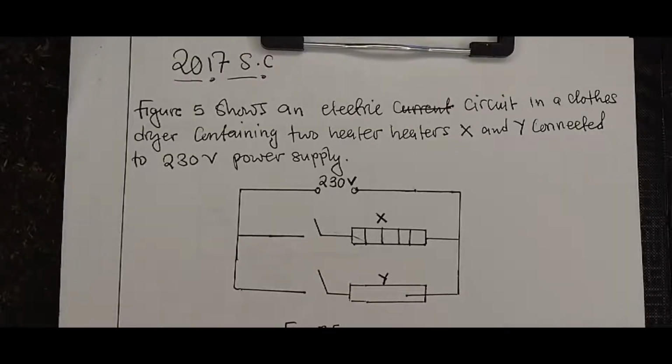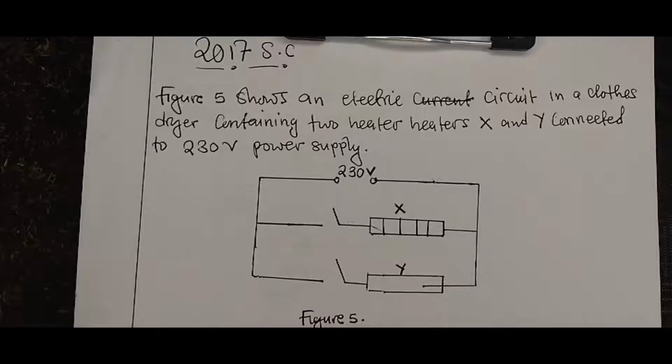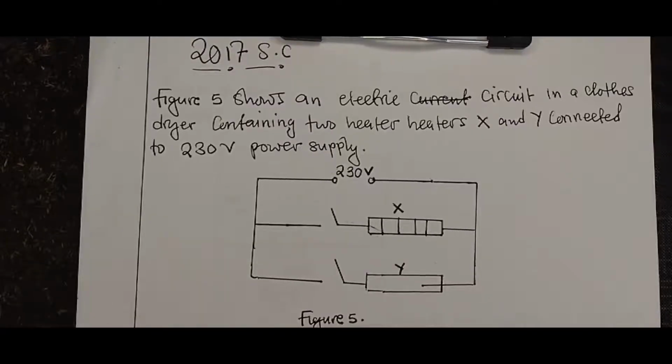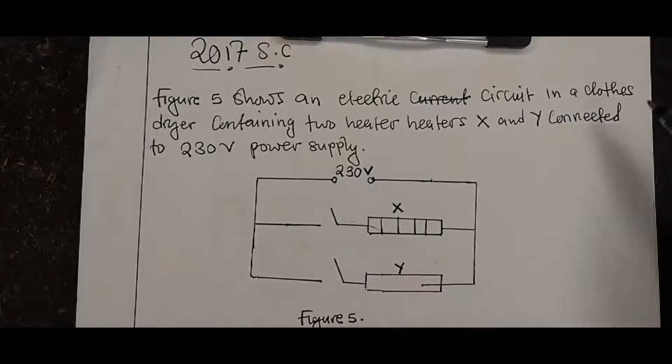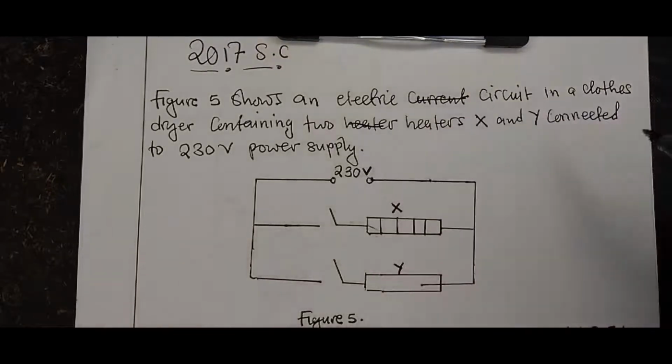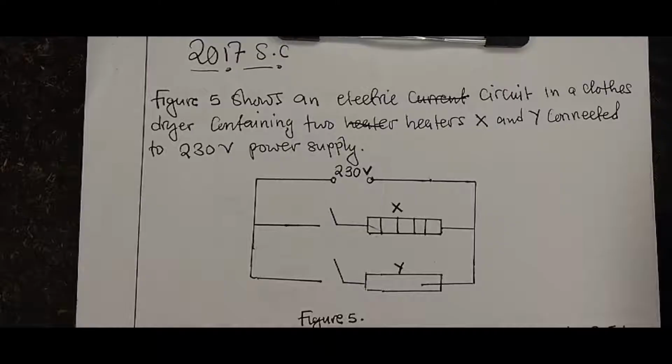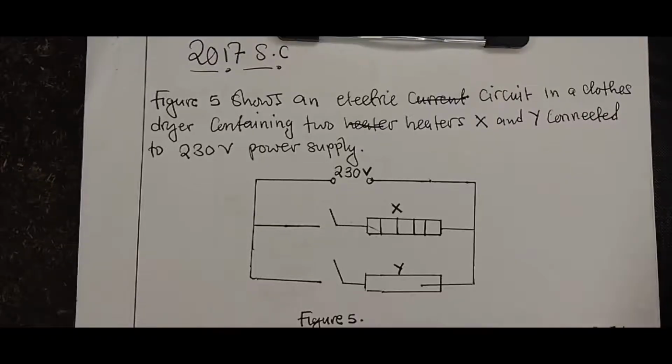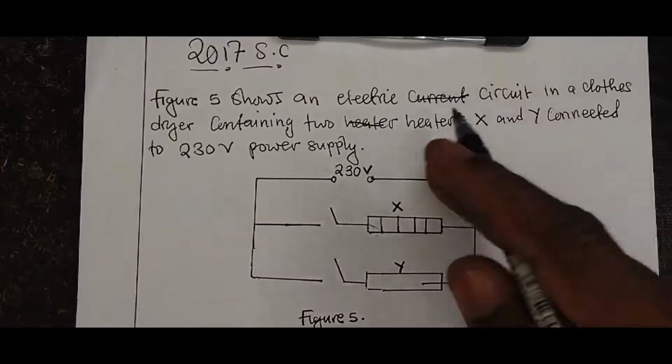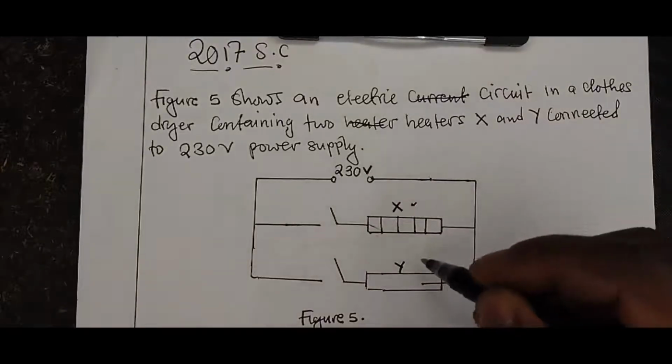So here is the third question in this video. This question comes from 2017 GCE, that is 2017 school certificate past paper. Okay, 2 heaters. The figure shows an electric circuit in a clothes dryer containing 2 heaters X and Y connected to a 230 volts power supply. So here is an electric circuit containing 2 heaters, that is X and Y.